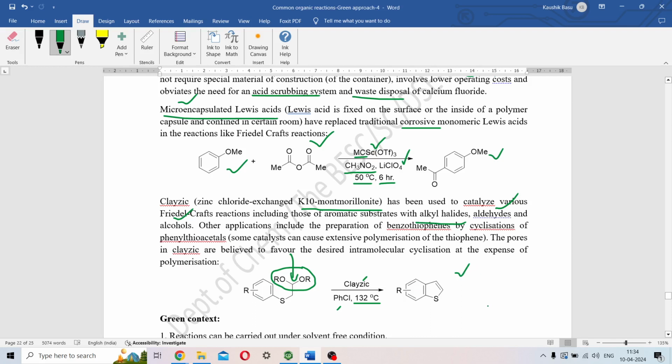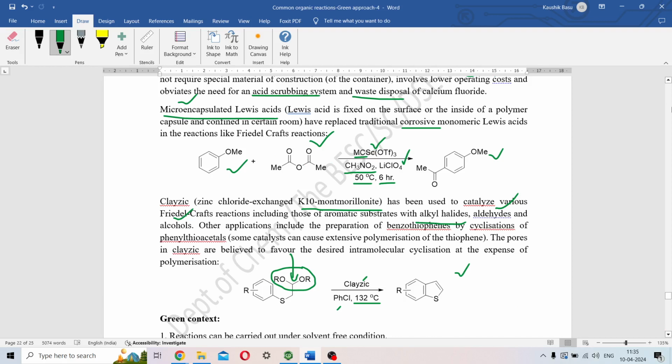Some other catalysts are found to induce polymerization, particularly with this substrate, this benzothiophene precursor. But for clay zinc, the polymerization is stopped, and it is believed that within its confines, the cavities or the pores present in clay zinc, this substrate gets confined and reacts, does not get the opportunity to meet other substrates, and therefore polymerization is stopped.